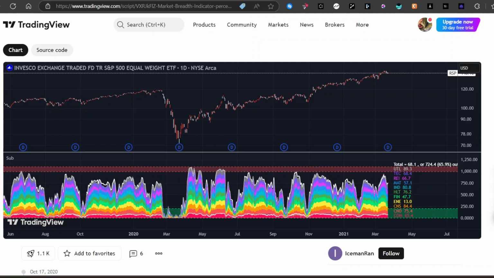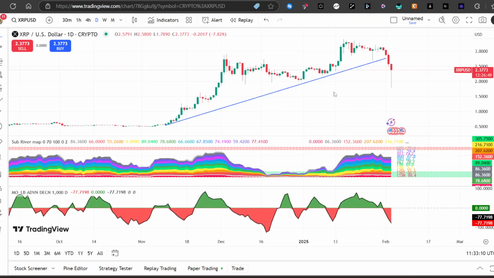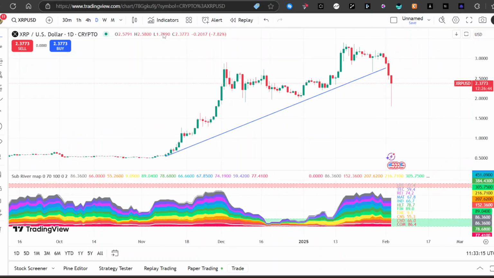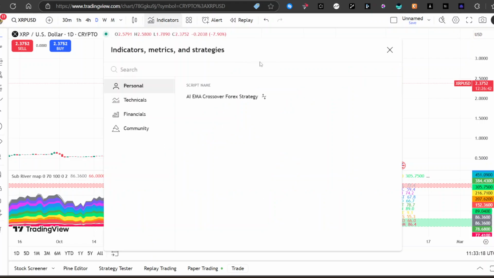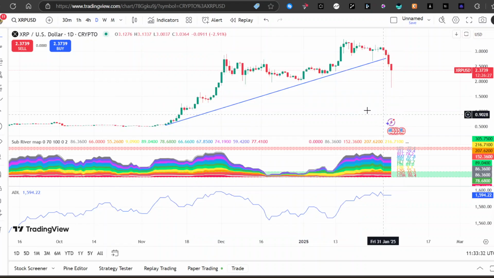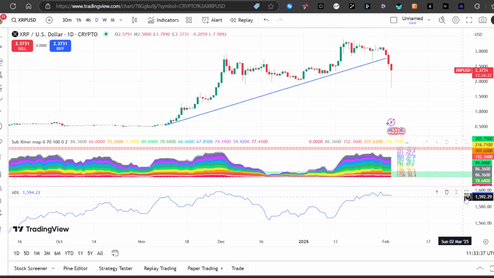Now let's go through a guide on how to set up and use the market breadth indicator on TradingView. Head over to tradingview.com and open your preferred market chart. After doing that, add the market breadth indicator to the chart. When you click on indicators at the top, you can search for the market breadth ratio. You can even search for the advance-decline line or the McClellan oscillator. You can decide to use any of these singular indicators.